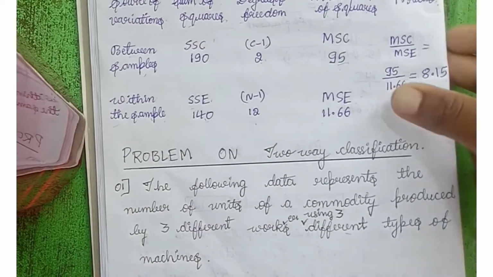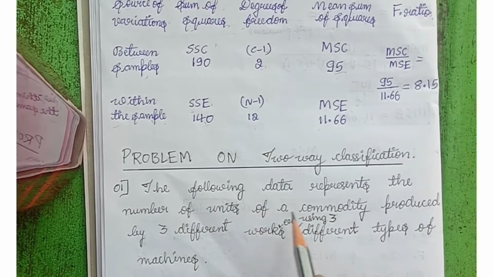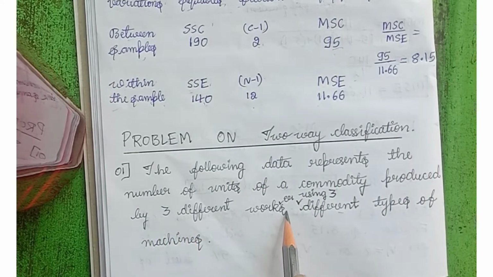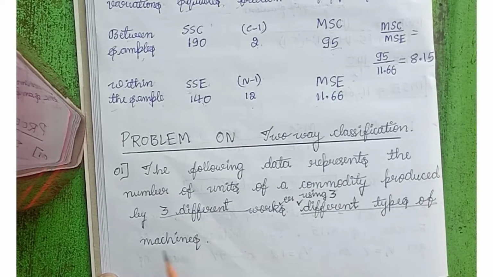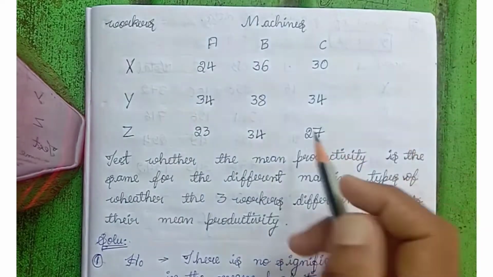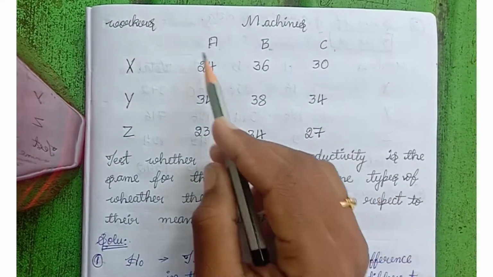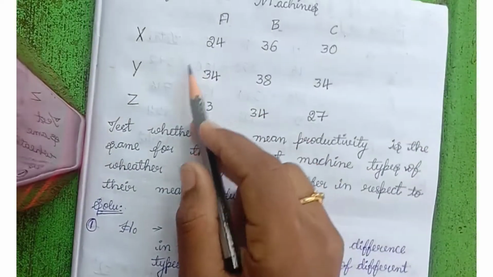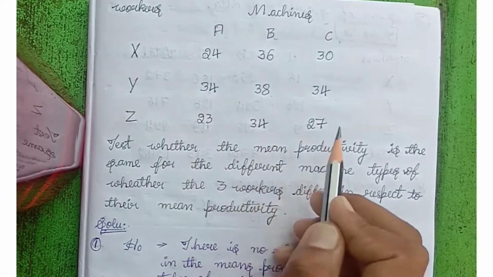So the question is about the following data, which represents the number of units of a commodity produced by three different workers and three different types of machines. The data is here: machines A, B, C, workers X, Y, Z. The observations are given here, that is 24, 36, 30, 34, 38, 34, 23, 34, 27.